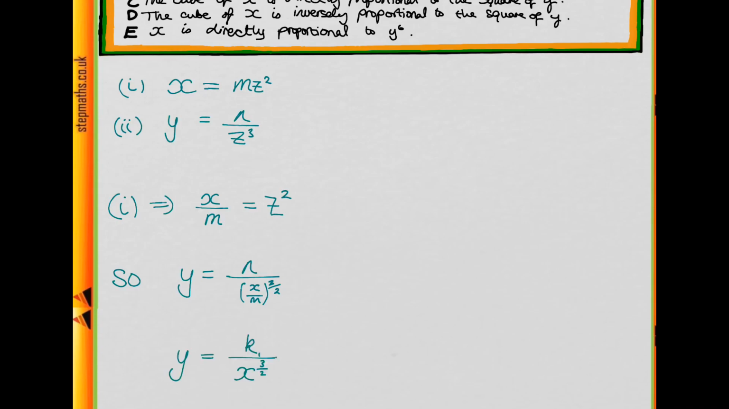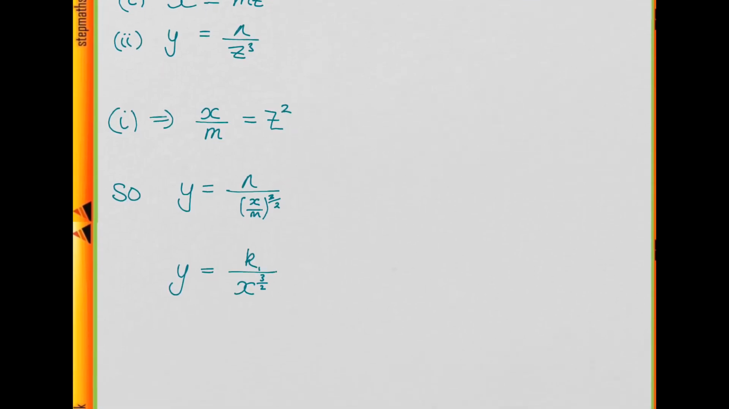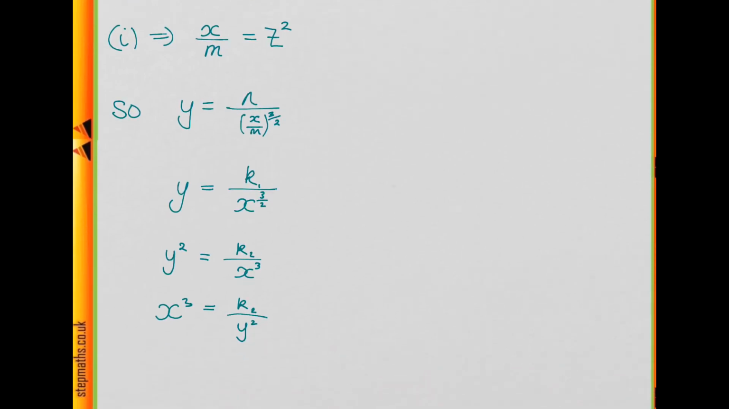Now, if we rearrange this, we get z is equal to some constant which is coming from n's and m's, but we don't really care about the constant, so we're just going to call it k1, divided by x to the 3 over 2. And so we can square the whole thing to get that y squared is equal to k2, which is a different constant, again, we don't really care about the constant, divided by x cubed. And so we find that y squared is inversely proportional to x cubed. So x cubed is inversely proportional to y squared, and our answer is D.